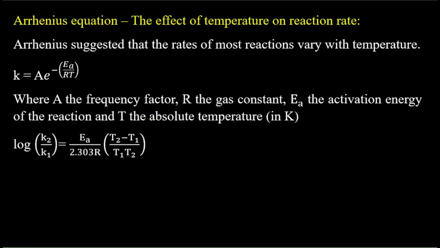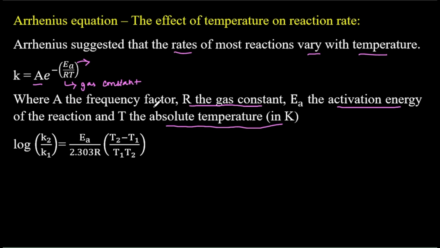The last concept is the Arrhenius equation. Arrhenius suggested that the rate of the reaction varies with the temperature, and he gave the formula: rate constant is equal to capital A, which is the frequency factor, e power minus Ea, where Ea is the activation energy, divided by RT. R is the gas constant, which is given here, and T is the absolute temperature in Kelvin.